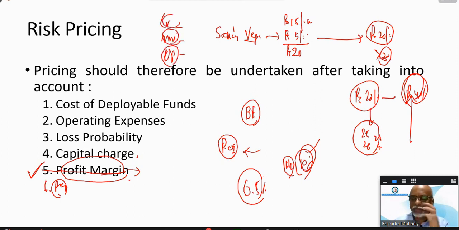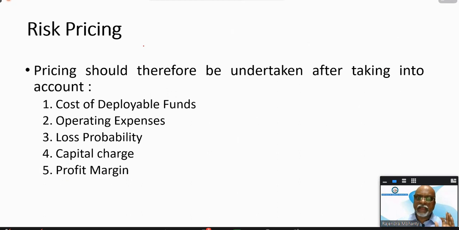Capital charge means calculation of the capital needed. We'll do that for credit risk, for market risk, and for operational risk. Three different types of capital charge calculation will be done, so wait for that. Capital charge calculation numericals will come definitely. Two or three questions will be there, so be ready for that.